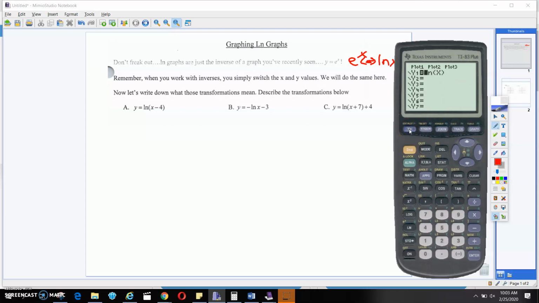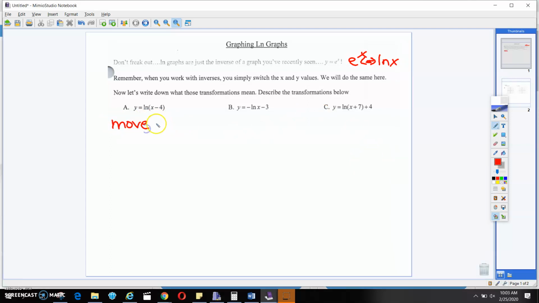Okay? So we're going to go back to that y equals button. We're going to scroll down to that y2, and we're going to type this function right here. So we're going to say ln of x minus 4. Okay? And when you hit graph, what are you going to notice? It's similar, but what happened? It moved over 4 units, right? Okay? So, what we're going to say for our transformation is it moved right 4 units.